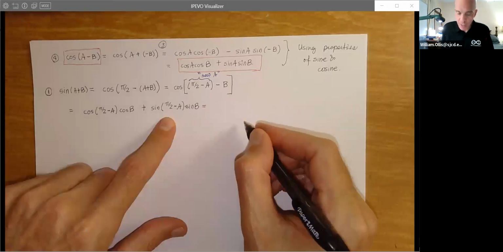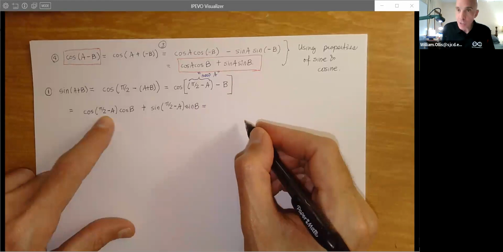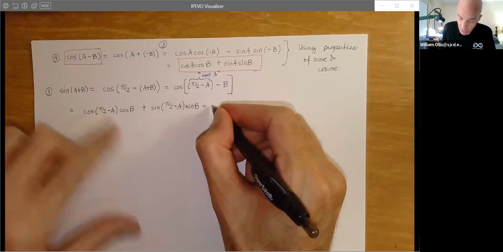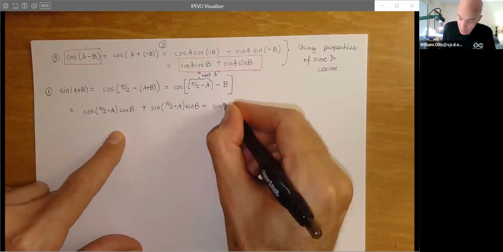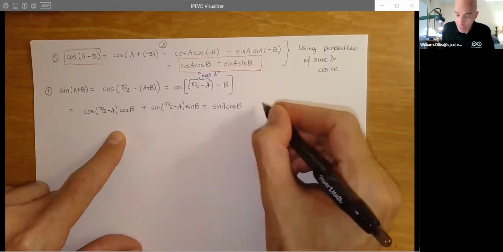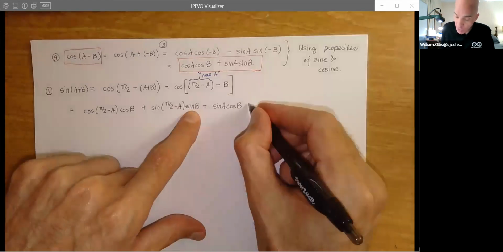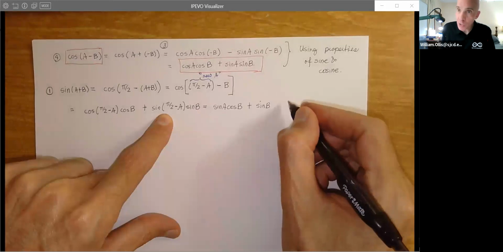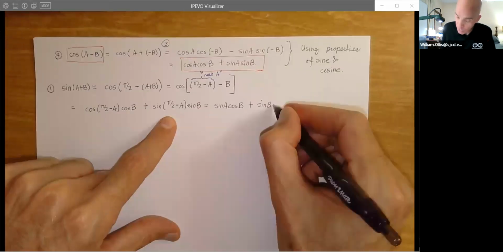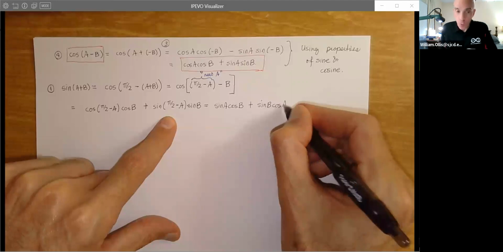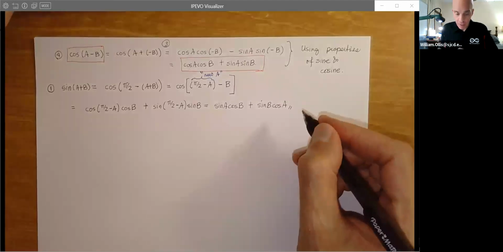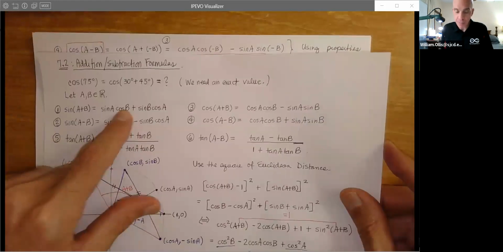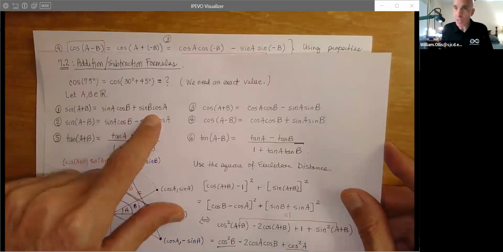Now, this is not so bad. Cosine of pi over 2 minus a, these are cofunctions. That's just sine of a, because sine and cosine are cofunctions. That's what we use to get this. So this is sine a cosine b. Now again, I'm going to write the sine b first because I've been doing that first. But the sine of pi over 2 minus a is just the cosine of a because sine and cosine are cofunctions. So we get exactly the formula number 1 here, where I write it with the same sine and cosine order with the arguments interchanged.